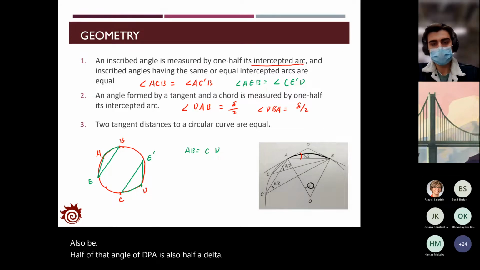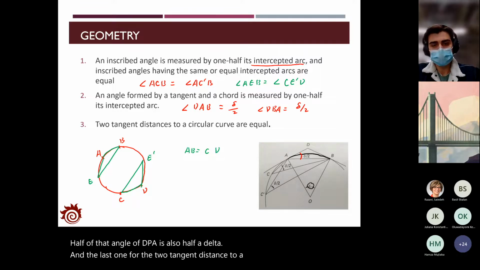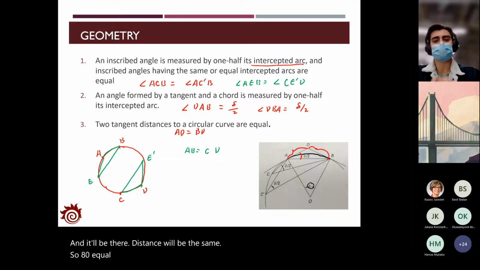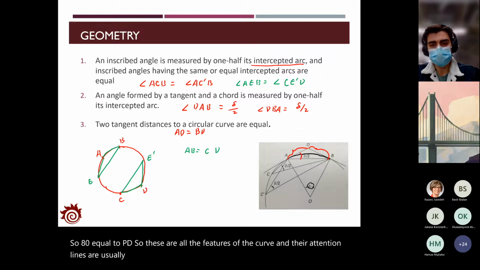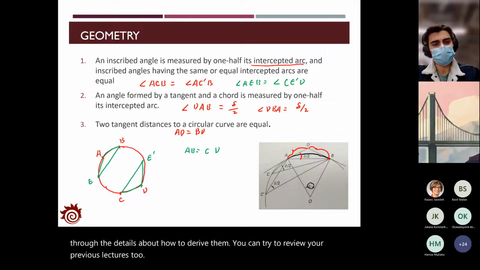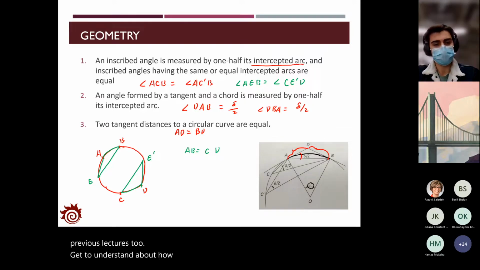And the last one: the two tangent distances to a circular chord will also be the same. So this indicates that for the straight lines A to D and D to B, their distance will be the same. So AD equals BD. So these are all the features of the curve and their tangent lines. You should get some information from the geometry, so I'm not going through the details about how to derive them. You can review your previous lectures to get an understanding about how these relationships are estimated.